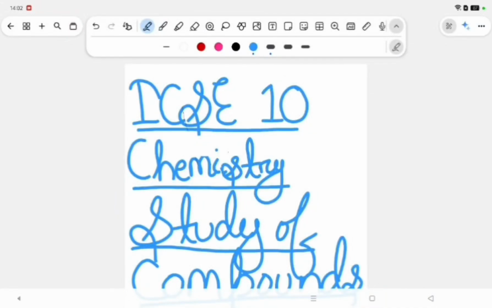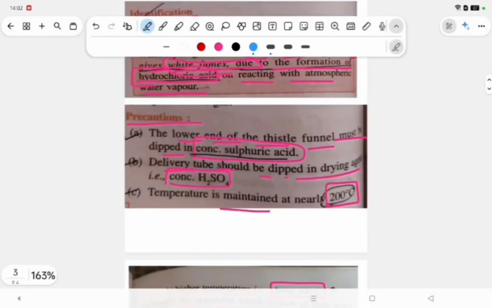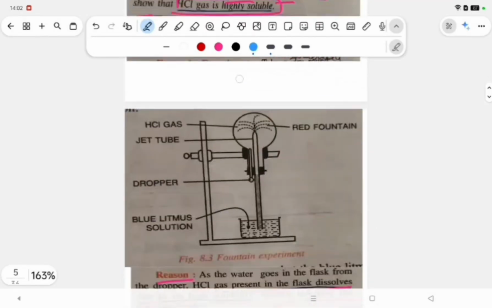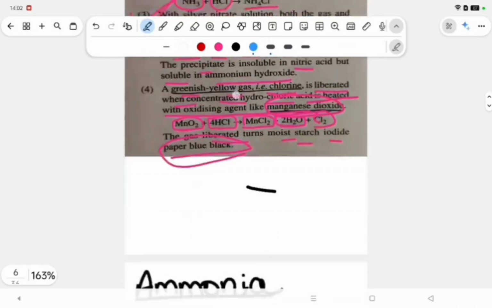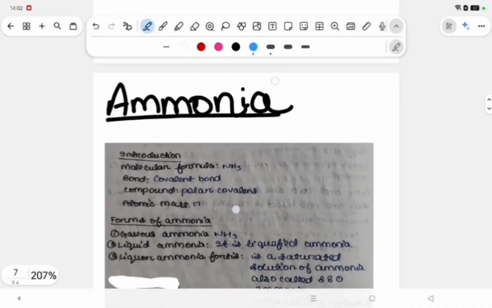In the previous video we have already completed HCl and its properties from the chapter Study of Compounds. Today we are going to start a very important compound, ammonia, and its compounds. Ammonia is extremely important from the point of view of your ICSE class 10 board examination. So, ammonia.